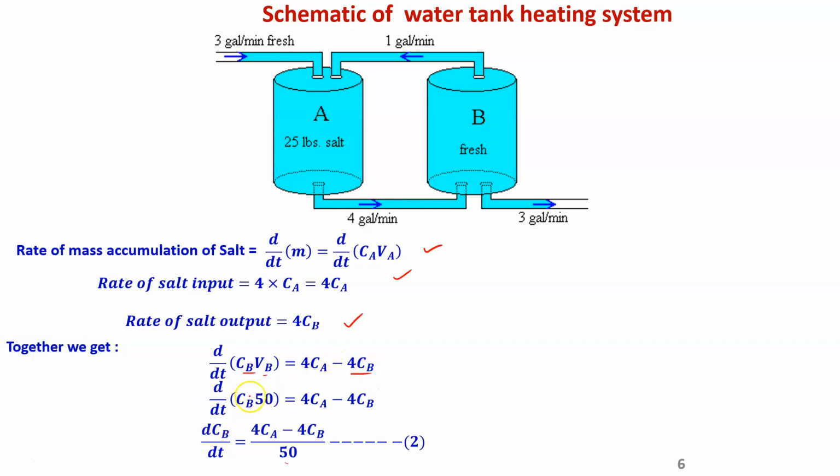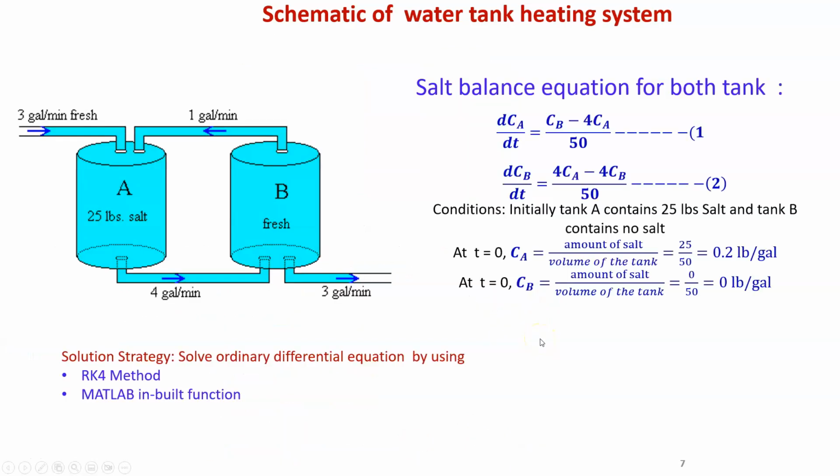Now Vv we know is 50 gallons, so d/dt of Cv times 50 equals 4Ca minus 4Cv. If we take only dCv/dt, that will be (4Ca minus 4Cv) by 50. So that is the equation for tank B. Now we have two equations: earlier we got one and now another. So dCa/dt is equal to (Cv minus 4Ca) by 50, and dCv/dt is (4Ca minus 4Cv) by 50. These are equation 1 and equation 2.